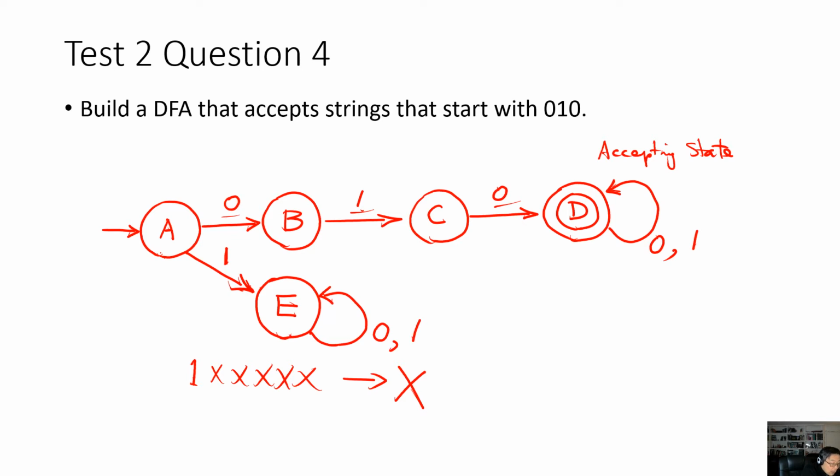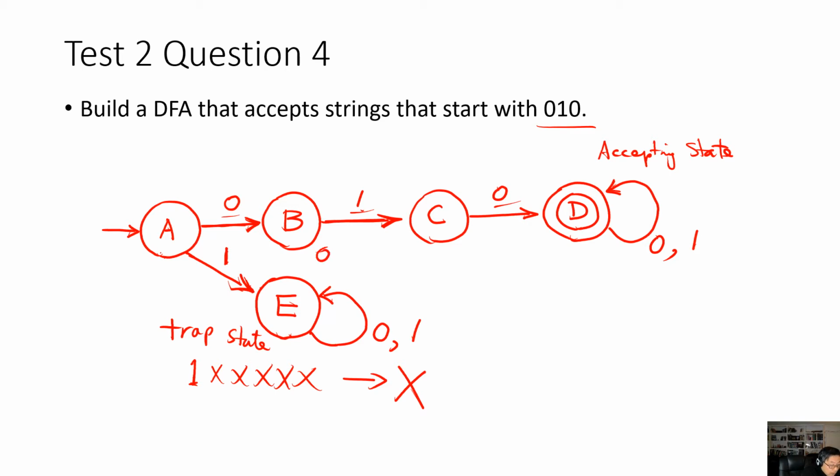State E is called a trap state. The reason is that no matter what happens, that string always starts with 1, so it's not 0, 1, 0. So it will always end up in the trap state, or sometimes called the dead state. Now, for A, if we have input 0, then we go to B. If we are at B, there's a hope that we're going to end up in the accepting state. But if we start with 1, then there's no hope, so it always ends up in the trap state. Now, what about if the first input is 0 and the second input is not 1? It's also 0, right?